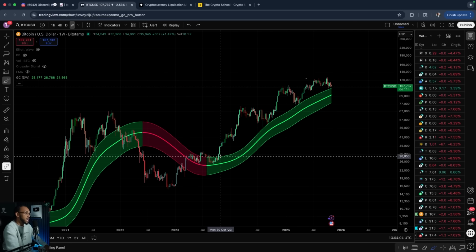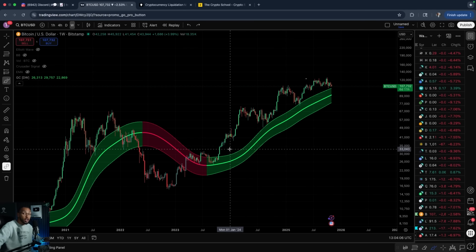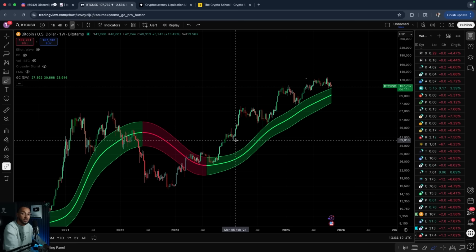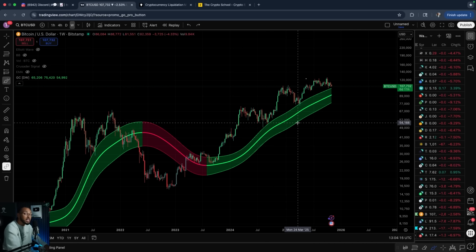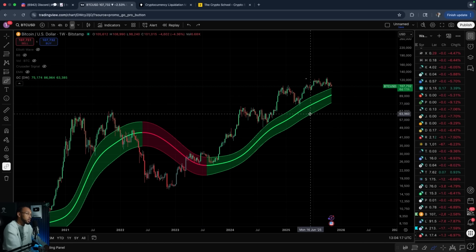Now, I don't mean just take profits the second that we go green. No, maybe you'll look at your RSI indicator, wait for it to push above 70, and then you want to take profits off the table. But you'll know that you need to take profits because the Gaussian channel is in the green.